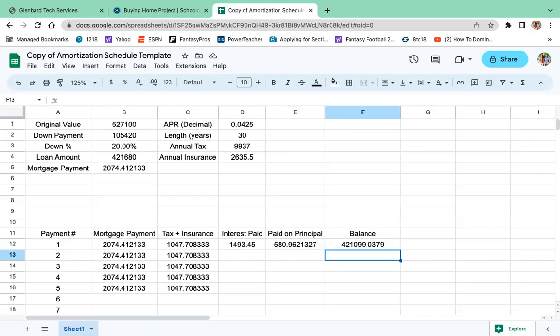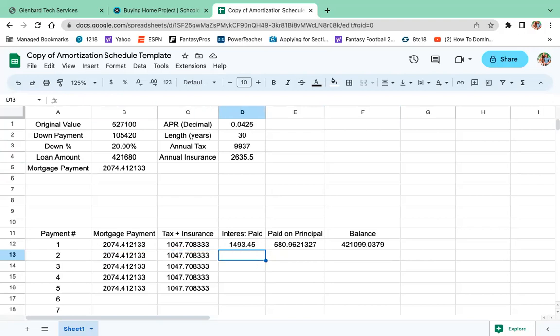So month 1, tricky. Month 2, still a little tricky. Every other month is just copying and pasting. So it'll be very easy. Okay. So for mortgage payment, that's always going to be consistent. Tax and insurance, always going to be consistent.